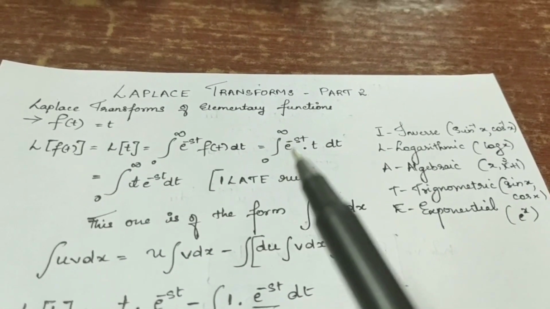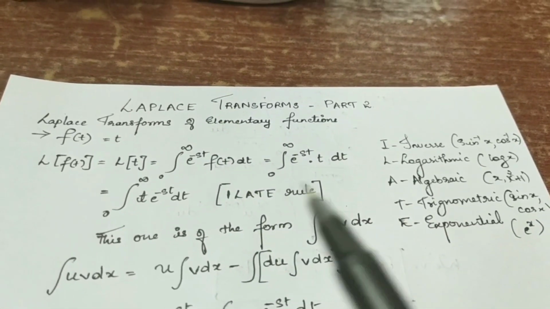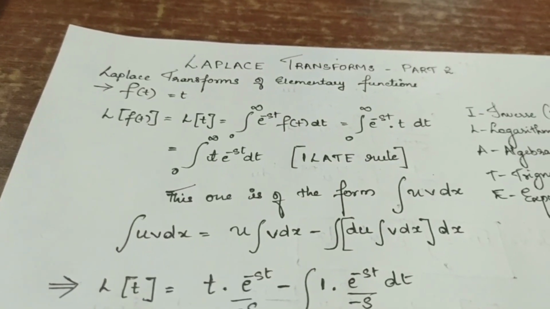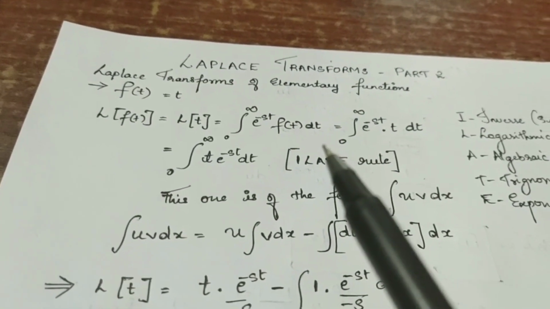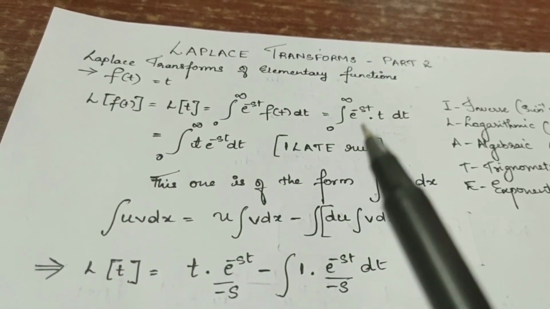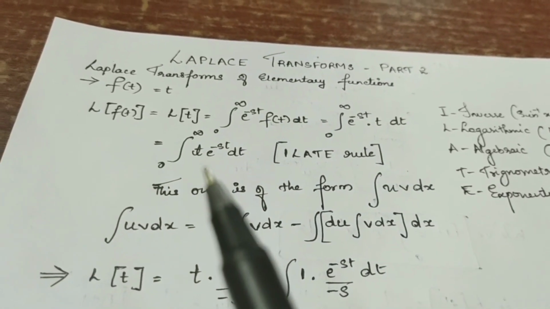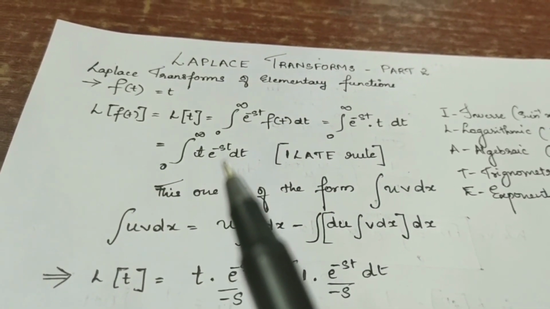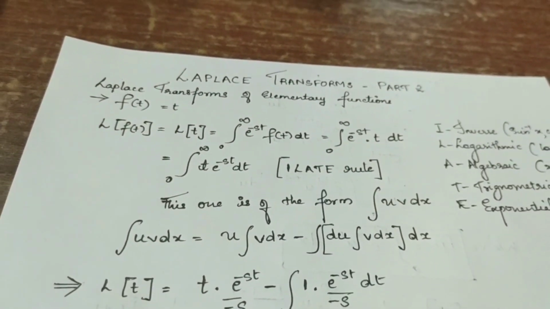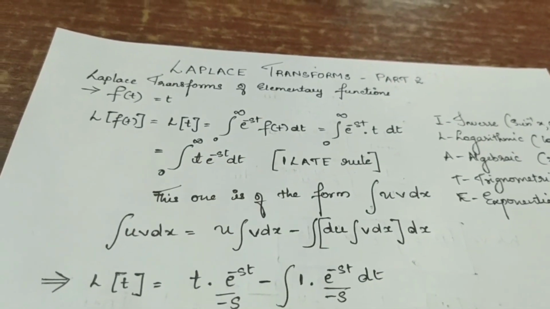So here we can see we have one exponential function and one algebraic function. So what does the ILATE rule state? The ILATE rule states that we have to arrange the functions in this order before integrating. So here we have got one exponential function and one algebraic function. So let's place the algebraic function first and then the exponential function, because here the algebraic function comes before the exponential function. So integral 0 to infinity t e raised to minus st dt.